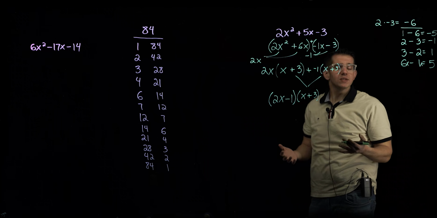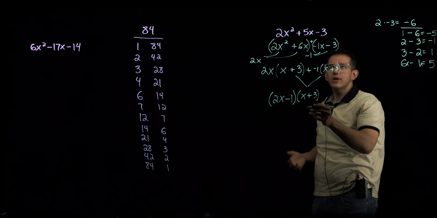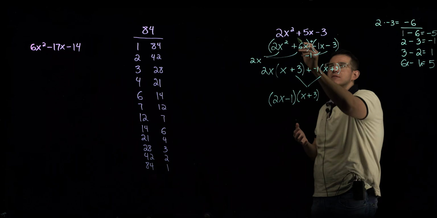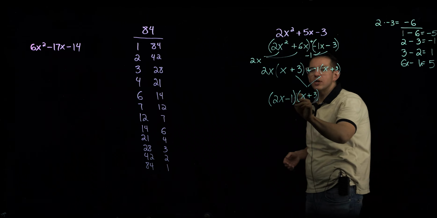So if we've done this method correctly, 2x minus 1 times x plus 3 should be the factorization of 2x squared plus 5x minus 3. Let's do a quick check.